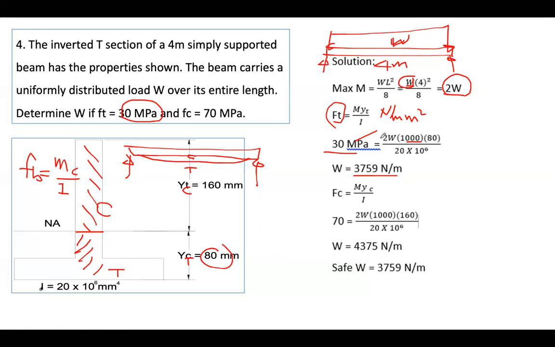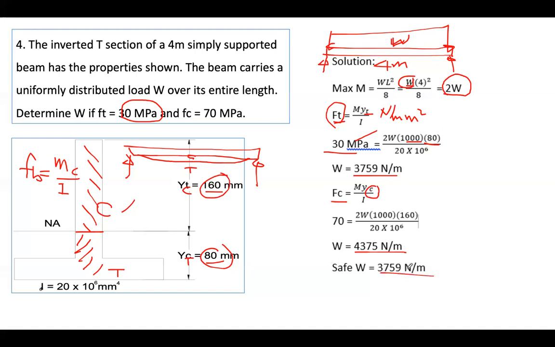So what you just need to understand here, how are you going to use 80? How are you going to use 160? Here YT, because we are using the tensile stress, FT, so we use 80. And if you're going to use the compression side at the top, you're going also here to use 160, at the compression side. Thus, we can also come up with this one. Anong pinaka-safe niya? Ang pinaka-safe dito na W is yung maliit.